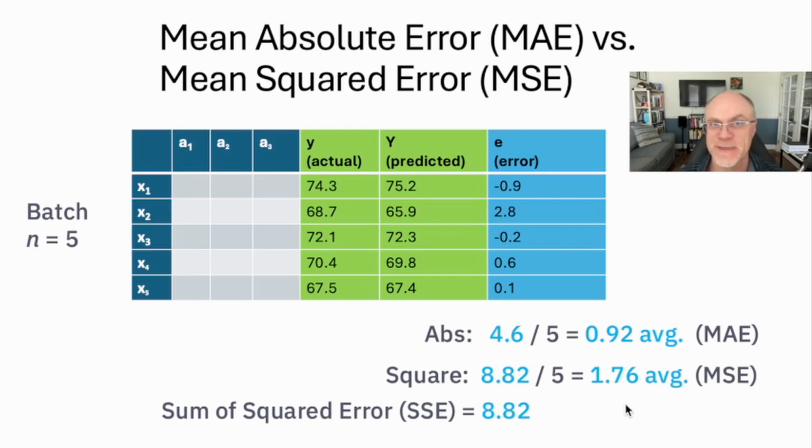Sometimes you'll also see a metric SSE, so just the sum of the squared error. If you just want to take the aggregate, you care about the magnitude of the total error. If that's the more important aspect, you might use SSE. And in that case, you simply wouldn't divide by the number of samples.